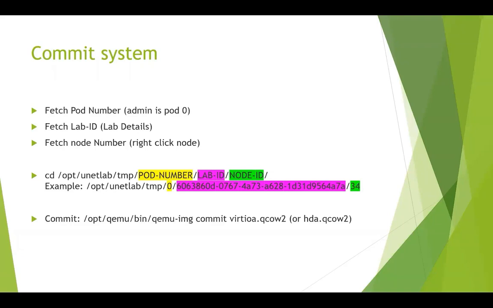That is something we can look up in the GUI, in the lab detailed section. And we need the node number of the device that we're currently editing. We will then simply go to the respective folder and issue the commit command. This can take some time depending on the size of your disk and depending on the type of hard disk that you use. So give it some time. Sometimes it takes a bit longer. But yeah, once that is done, you start from the point that you have basically committed.